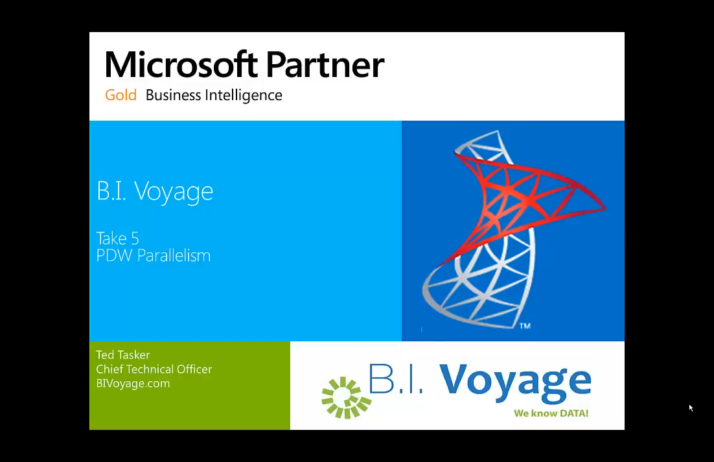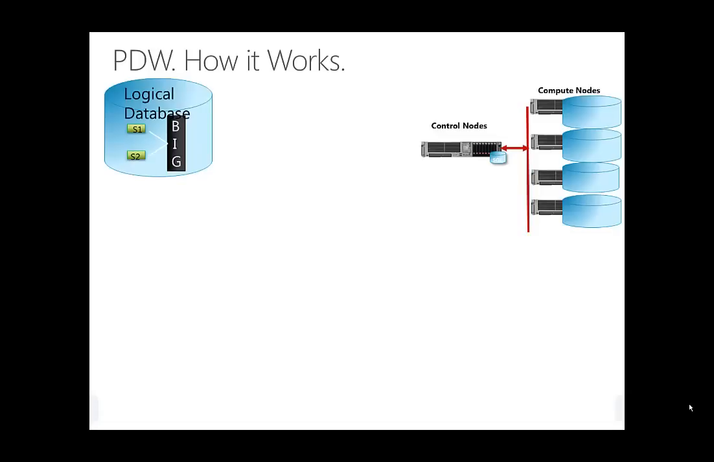Thanks for watching this Take 5 where we're going to demonstrate PDW parallelism. So PDW is two things. It's hardware that scales up, right? In this example, we're talking about a half rack because that's what I'll be demonstrating on, a half rack appliance from HP where we have 4 compute nodes and a control node. Basically, a control node is going to be the brains of the operation, take your SQL, figure out how to run it on multiple servers.